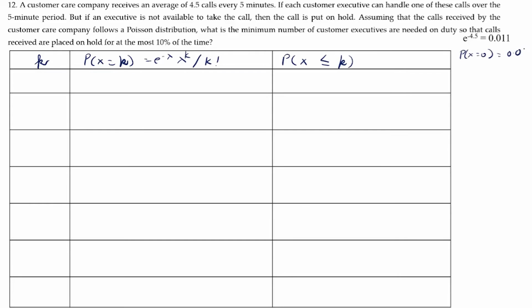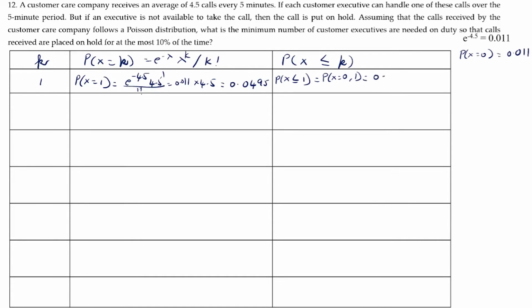So we already found the probability of X equal to 0. It is 0.011. Now let us find this for k equal to 1. So the probability of X equal to 1 is e raised to minus 4.5, 4.5 raised to 1 by 1 factorial. So it is 0.011 into 4.5, which is equal to 0.0495. So here we have the probability of X less than or equal to 1, which is the probability of X equal to 0 plus 1.